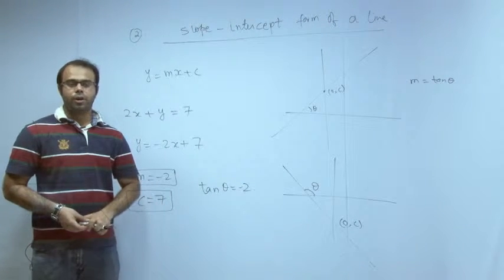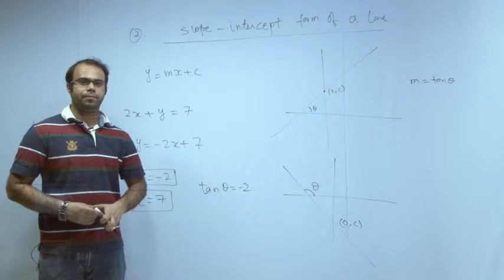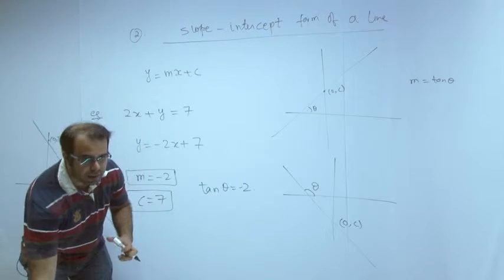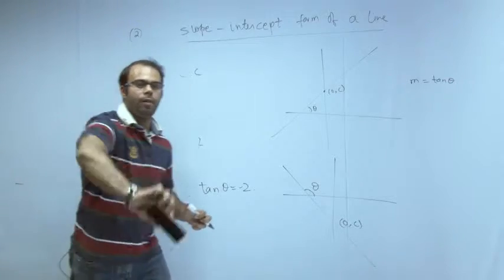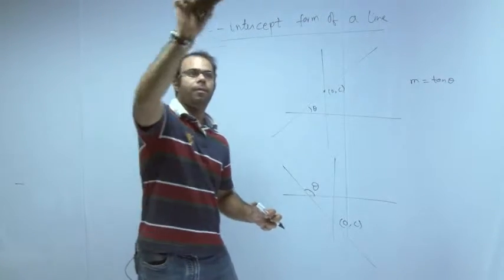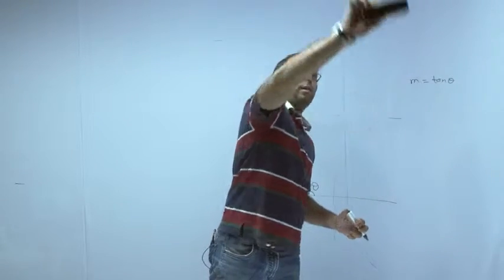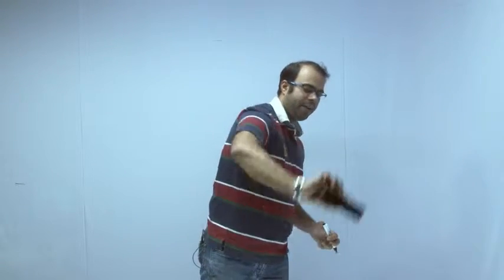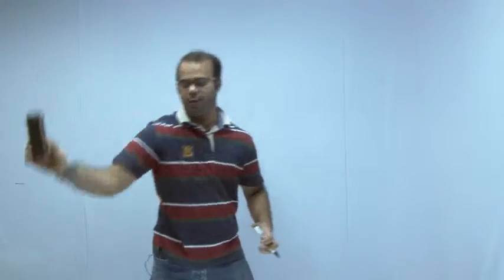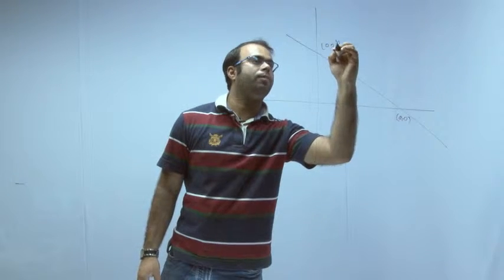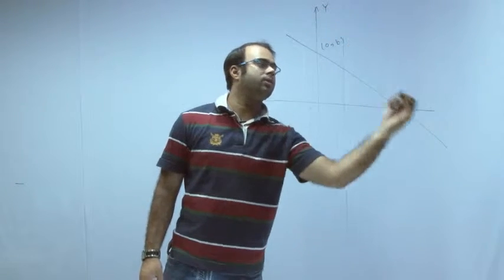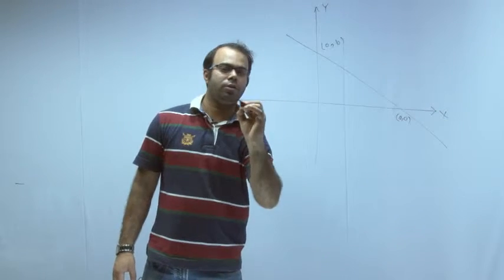Fine. Now we will come to the third form of the line, which is called the intercept form of a line. Intercept form of a line basically gives the equation of a line when the x intercept and y intercept of a line are given. X intercept is a comma 0, y intercept is 0 comma b. This is your y axis, this is your x axis, this is your origin.